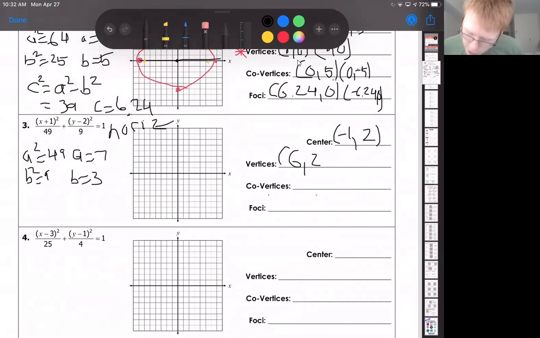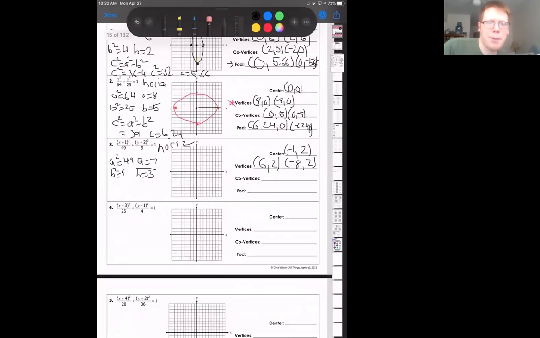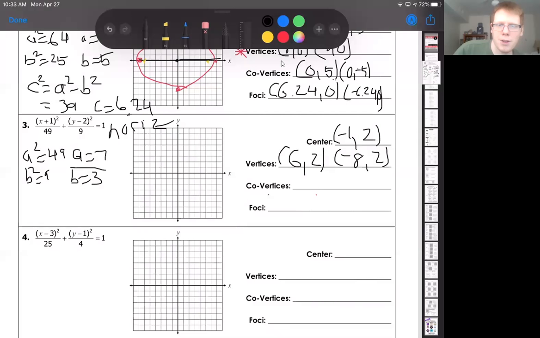So if we add 7 to our center's x value, it's going to be 6, 2. And if we subtract 7 from our x value, it's going to be -8, 2. So we're taking this a value. Let me pause this. Let me fix my iPad. All right, I fixed my stylus. I'm sorry about that, because I'm sure this might be a mess on video.